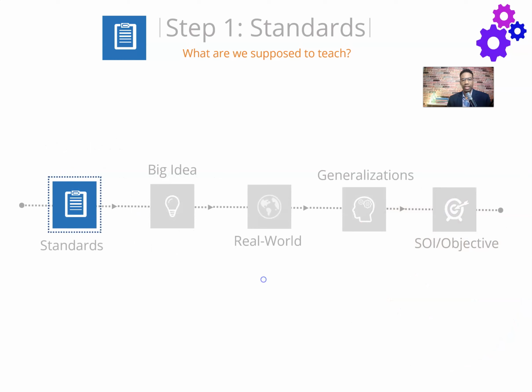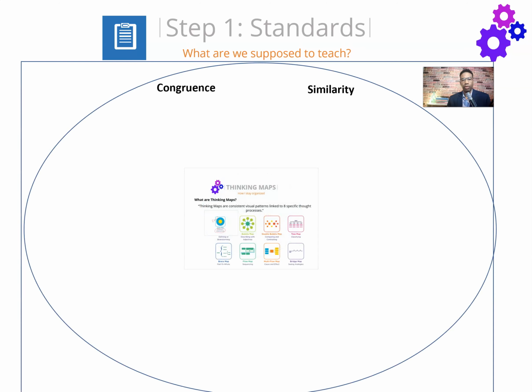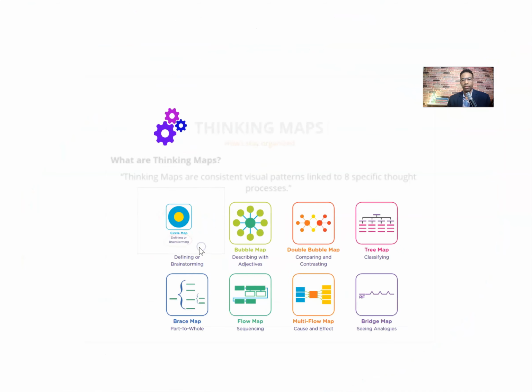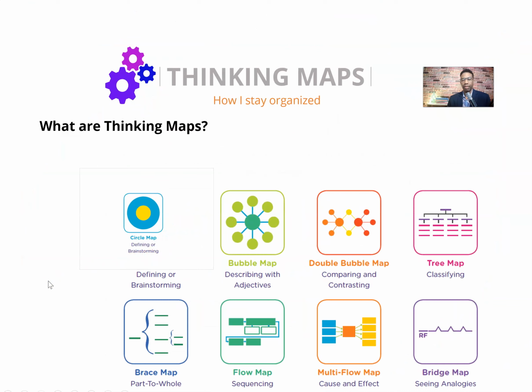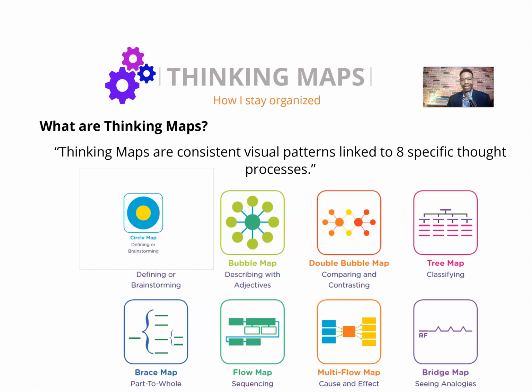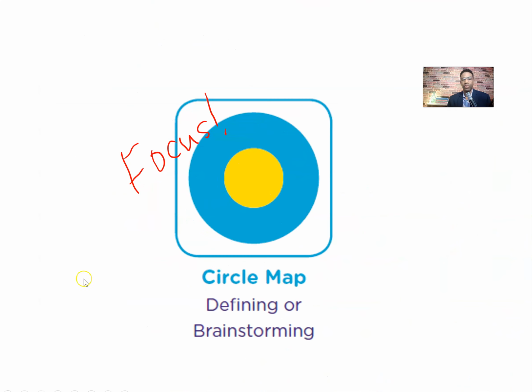What are your standards? This is the easiest part, where you're going to use whatever your curriculum calls for. But what I want to show you is just to be organized. If you saw video 1, I used a double bubble map, a thinking map. But what are thinking maps? Thinking maps are consistent visual patterns linked to 8 specific thought processes. Again, I used double bubble map in the first video to compare and contrast. In this video, I use a circle map to define and brainstorm.